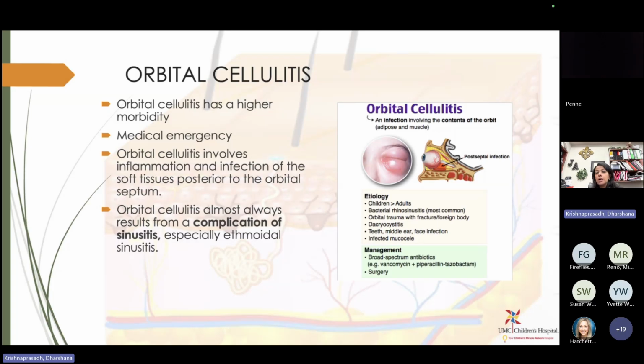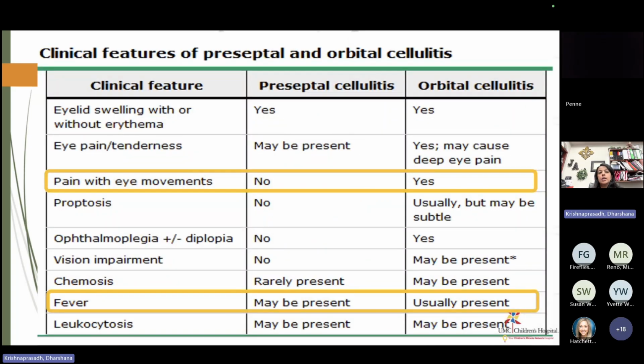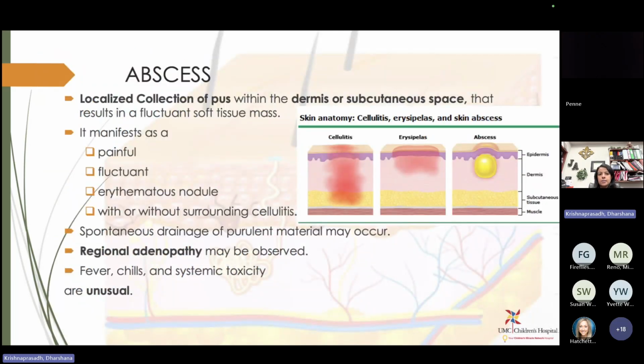This has more systemic symptoms. You can have fever, pain with movement of your eye. They are managed by IV antibiotics, and usually we talk to the ophthalmology team as a consult on these kiddos. Again, differentiating between the clinical symptoms, both of them can present with eyelid swelling and edema, but there is pain with movement of eyes and fever in orbital cellulitis. Proptosis can be present in orbital cellulitis, and diplopia and more vision changes may be present. So it's more severe and would require IV antibiotics.